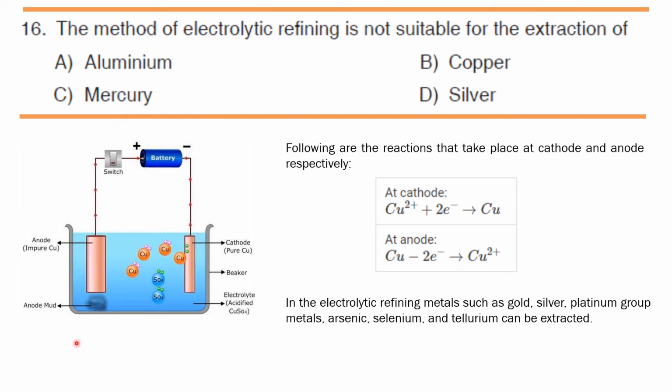And when you pass electricity through the cell, copper from impure copper will be oxidized to Cu2+, and that will go into the solution, and finally it will come to the cathode and be reduced to copper. So at the anode, copper will be oxidized to Cu2+, and at the cathode Cu2+ will be reduced to copper. So this is what is taking place during the reaction. Now as time elapses, more and more copper from the anode will go into the solution and will be finally reduced at the cathode. And the other metals or impurities present in the anode will settle beneath the anode as anode mud.